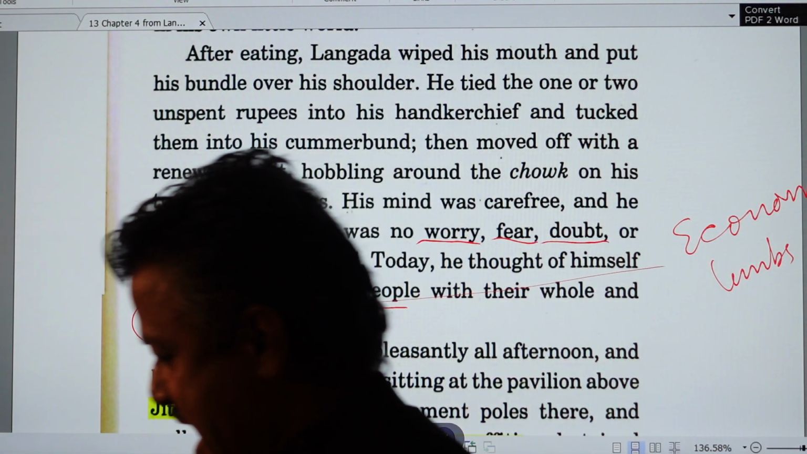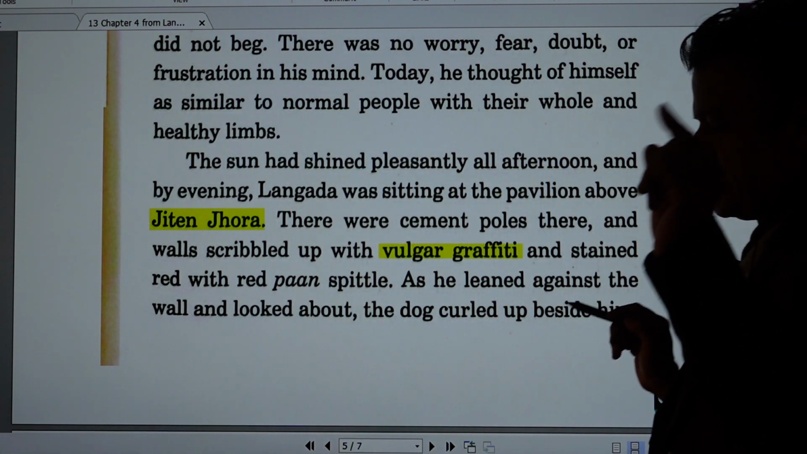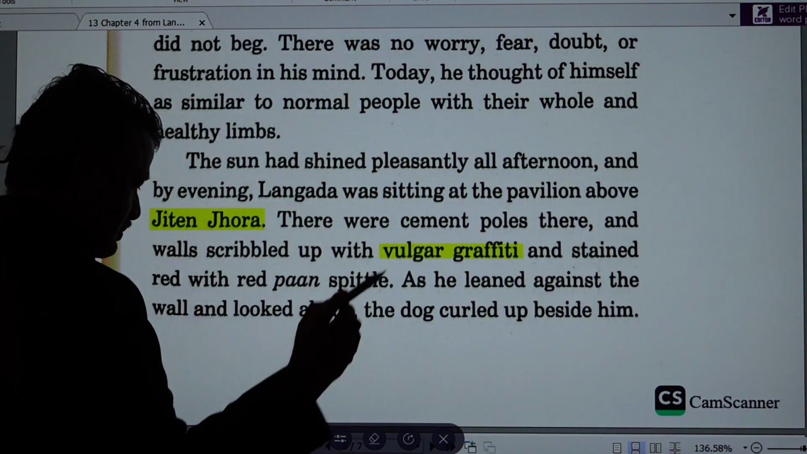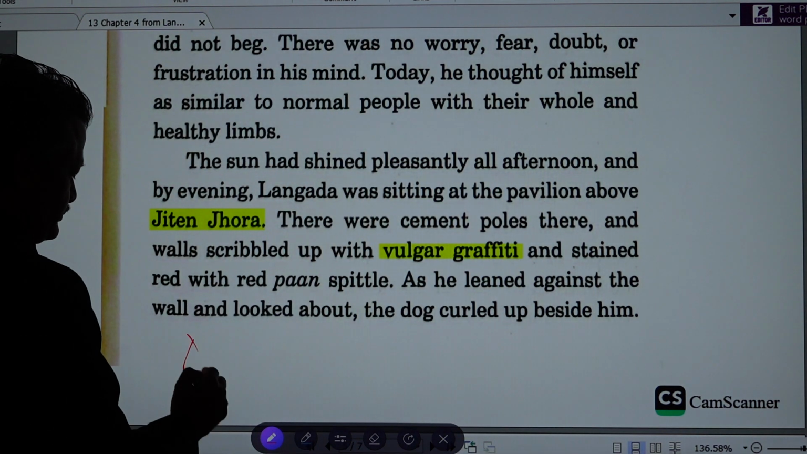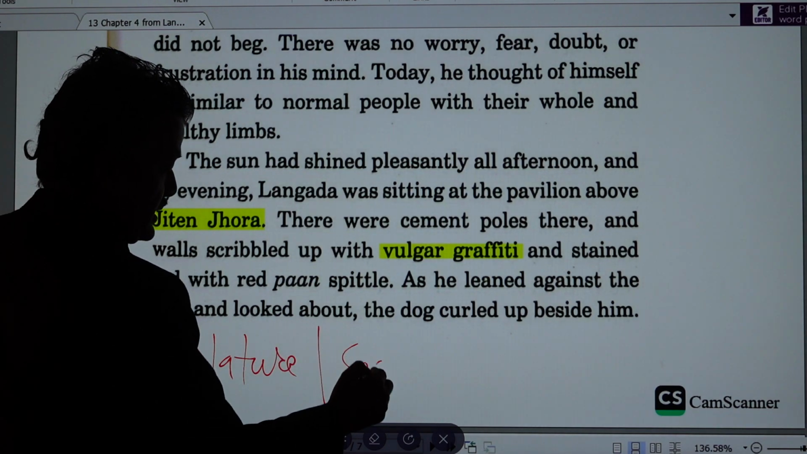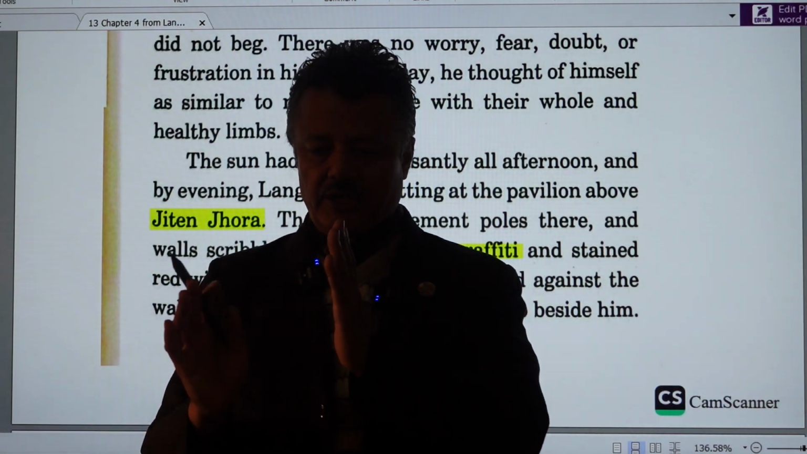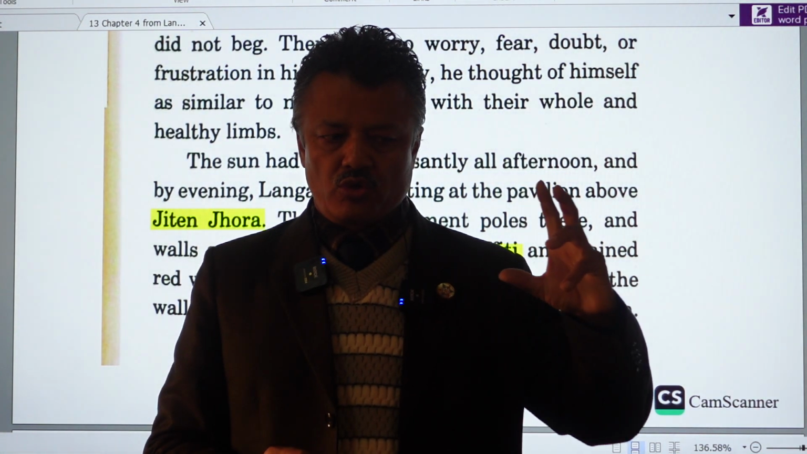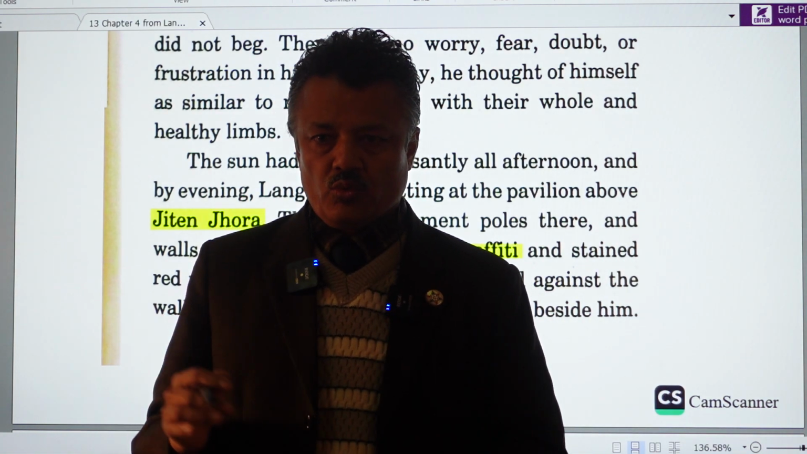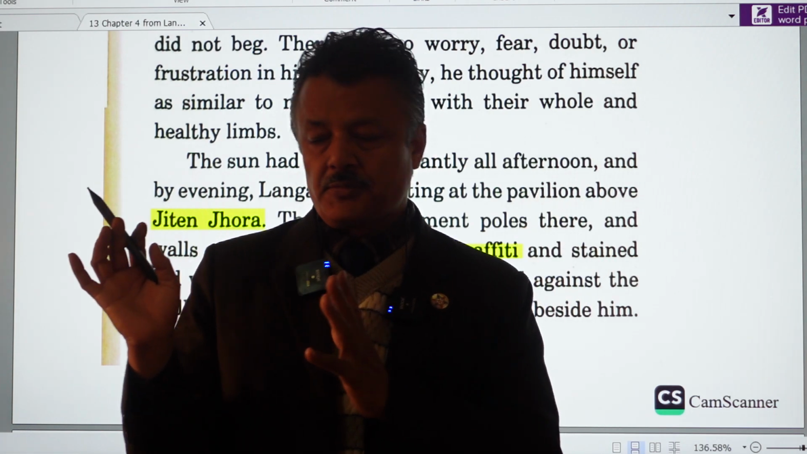The sun had shined pleasantly all afternoon. Now the scene changes. One thing you will see in literature, you will see an interplay between nature and society. Mostly you will see that writers bring nature and story parallel. When a story is tragic, you will see nature is also tragic. When a story is moving to comic relief, positive, nature also becomes beautiful.